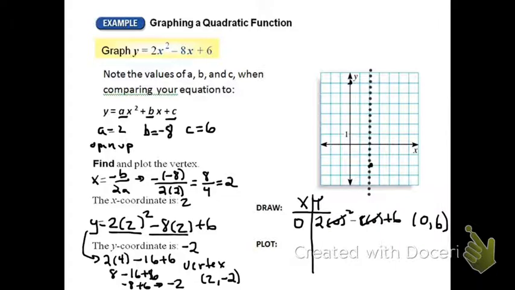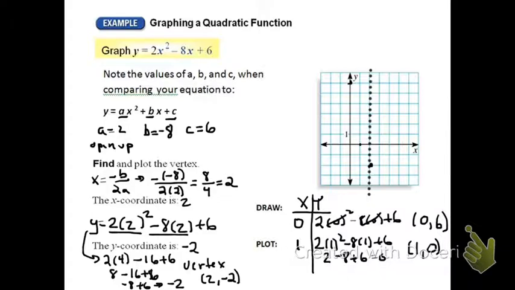If I plug in another easy x value like 1, I would get 2 times 1 squared minus 8 times 1 plus 6. 2 times 1 squared is the same as 2. And then I have minus 8 times 1, that's minus 8, plus 6. 2 minus 8 plus 6, that's negative 6 plus 6. I'll get 0. So that's coordinate 1 comma 0. 1 comma 0 is right here. Let's see if I can plot this. So I plotted the point.